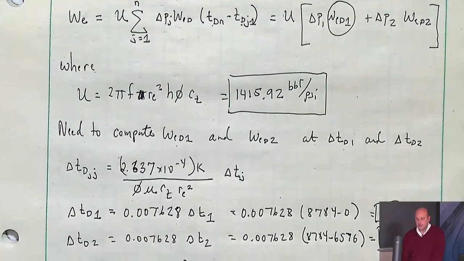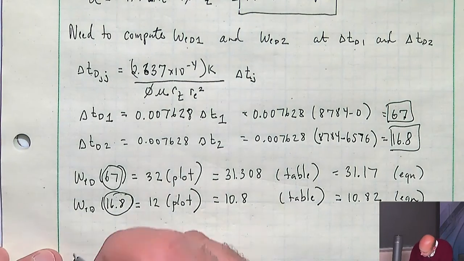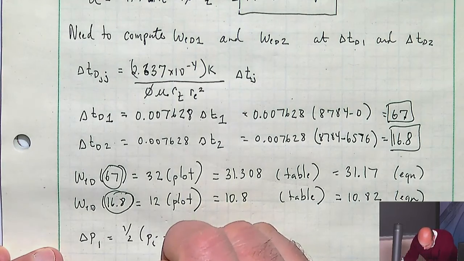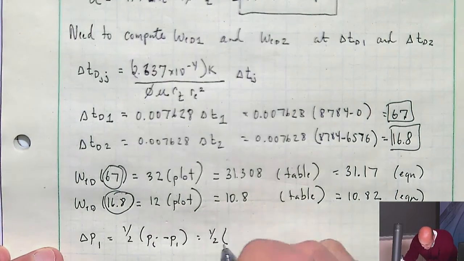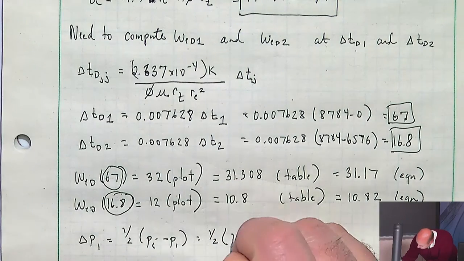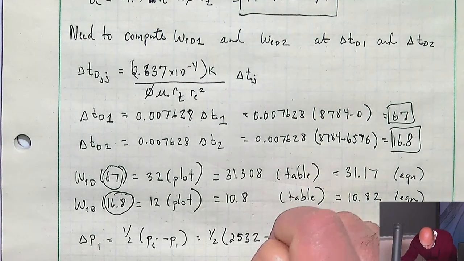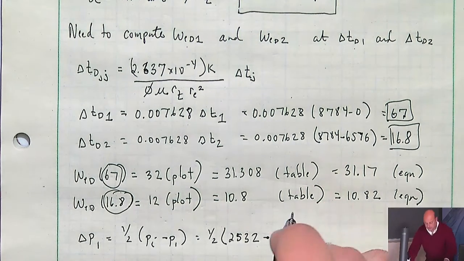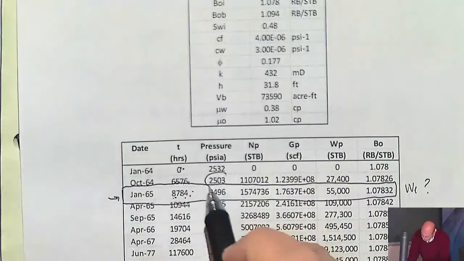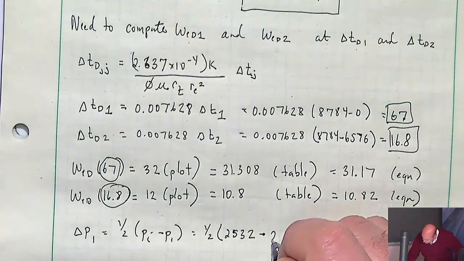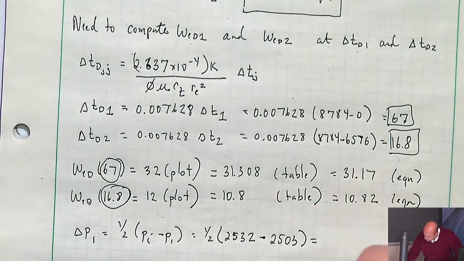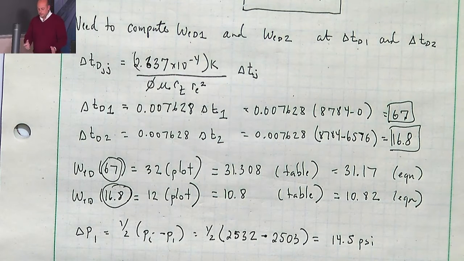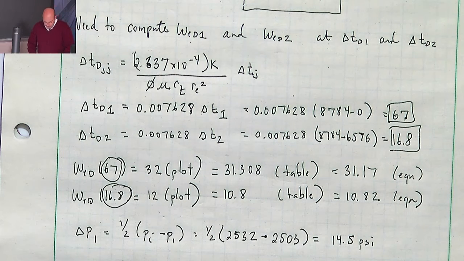Then we have to calculate delta P1 and delta P2. So delta P1 is 1/2 (Pi minus P1). The initial pressure was 2532 psi, and the pressure at the first time step was 2503 psi. So I get 14.5 psi. So that's the pressure drop between the initial pressure and that, or it's the average pressure drop.